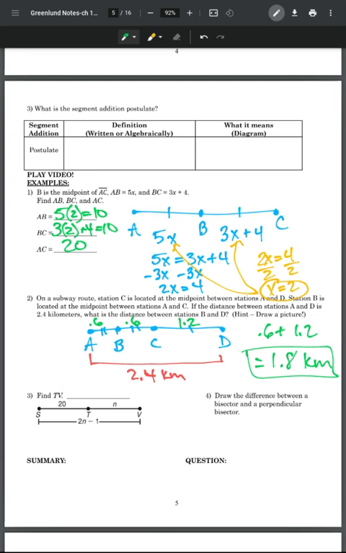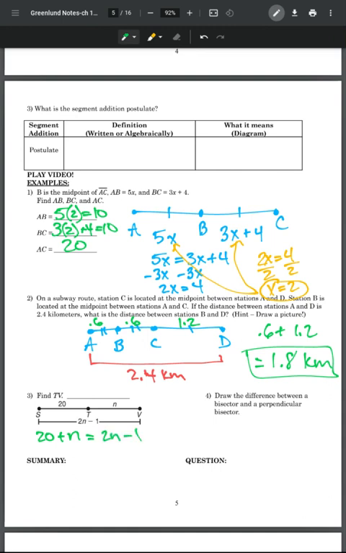For number 3, it says find TV. So in this case, we're going to follow a similar pattern, but this time they don't give us as many numbers. So what we're going to have to do is set up an algebraic equation and solve. So we know from S to T is 20, and we know from T to V is N, and we know the total from S to V is 2N minus 1. So what we can do is go ahead and set that all up together. So 20 plus N is equal to 2N minus 1.